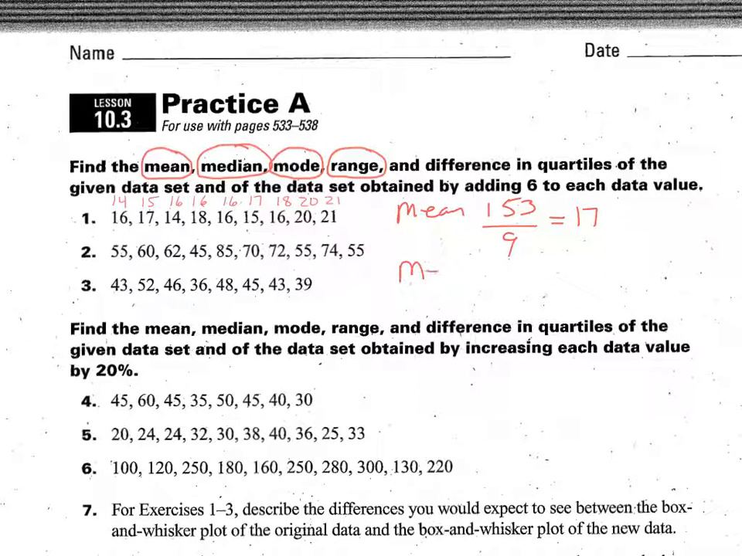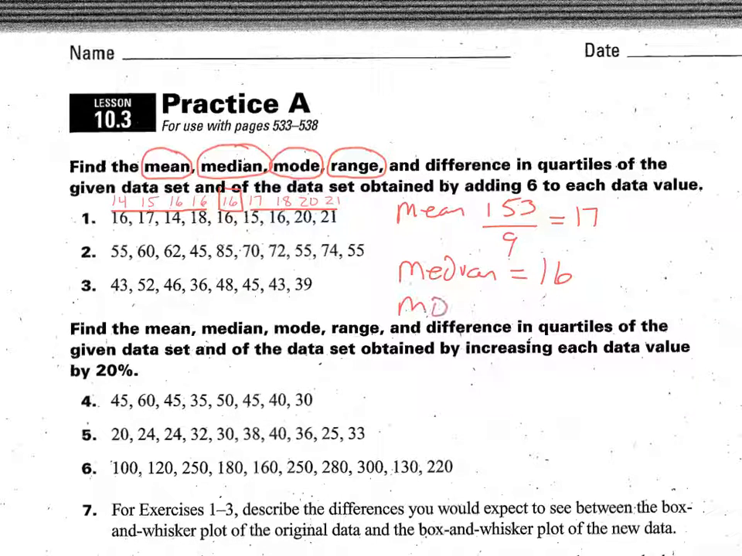The median is the middle number. Since there are 9 of them, if there are 9 things, that would put 4 on each side of the middle. See, there'd be 4 numbers here and 4 numbers here, and so the middle one happens to be that 16. They must be in order to find that middle.